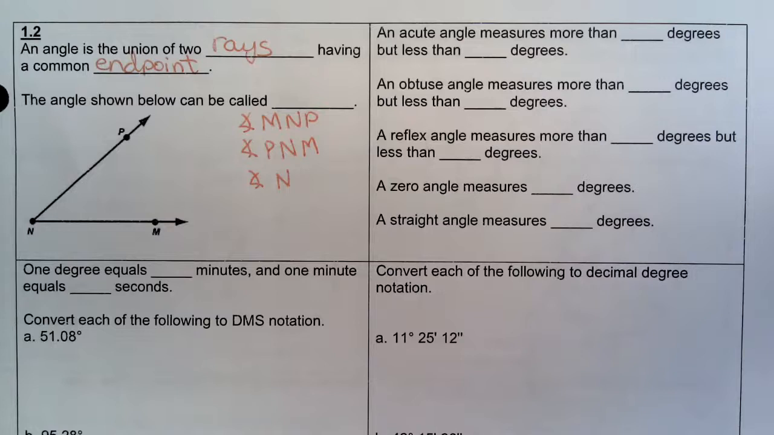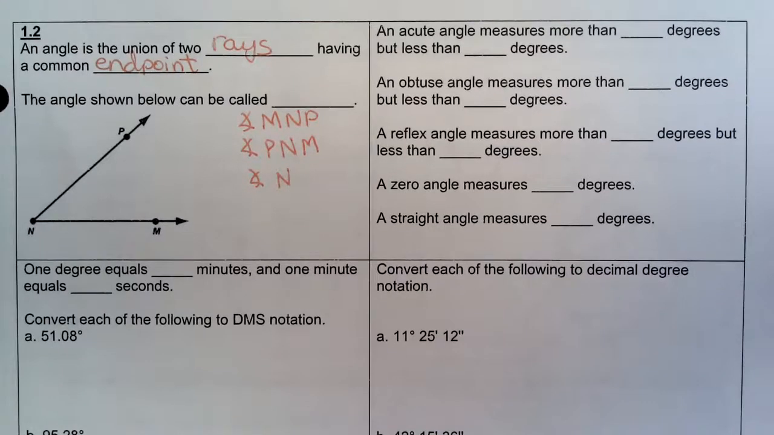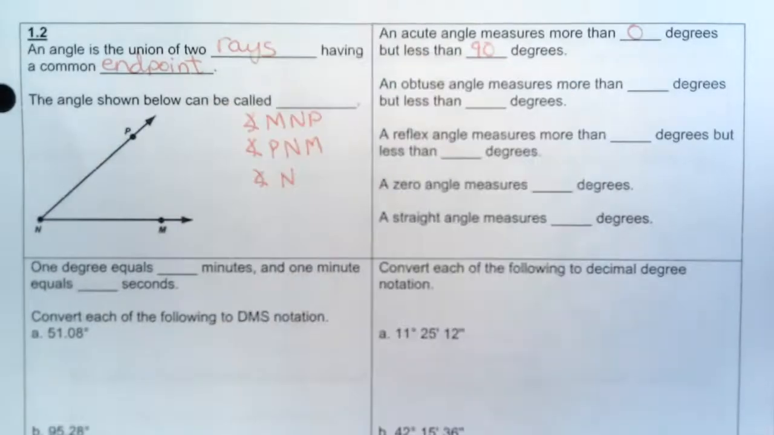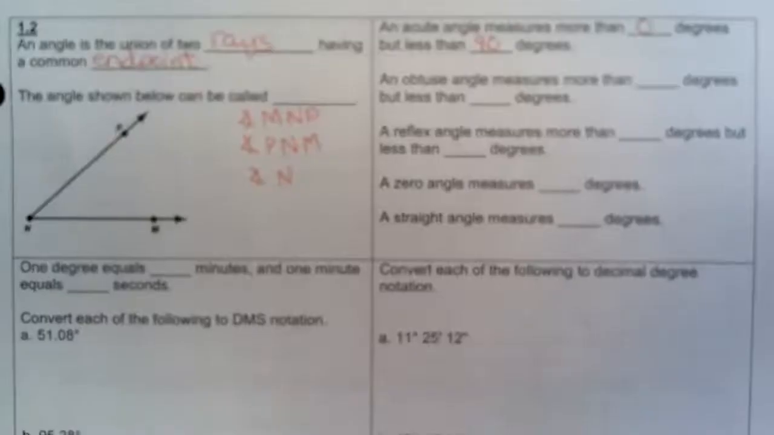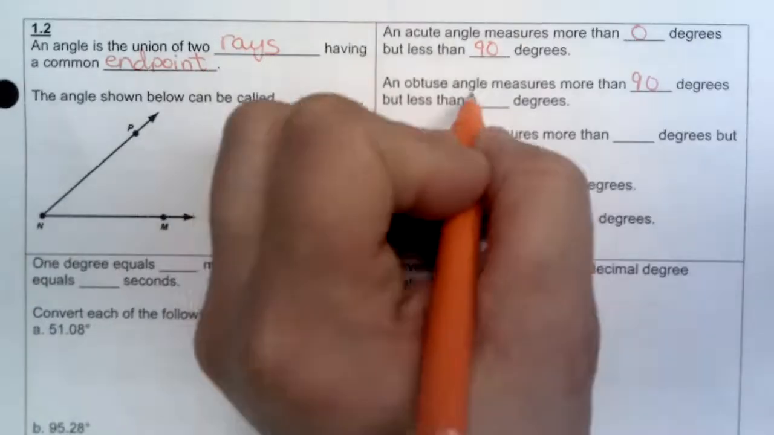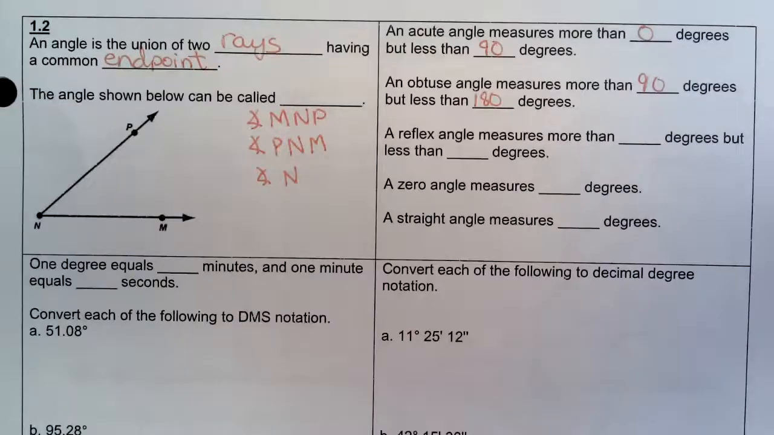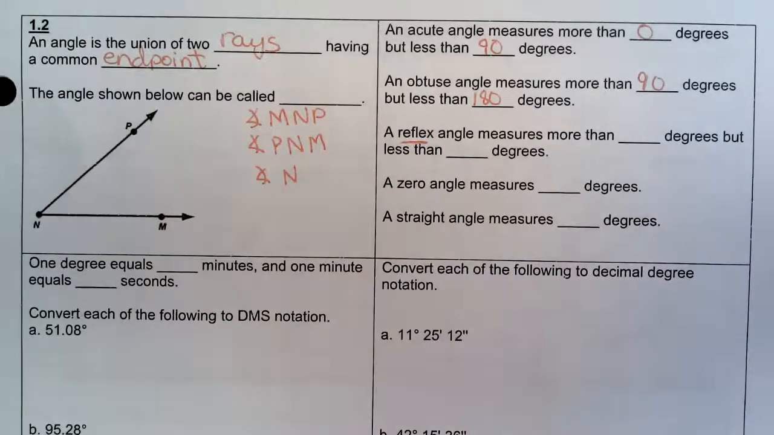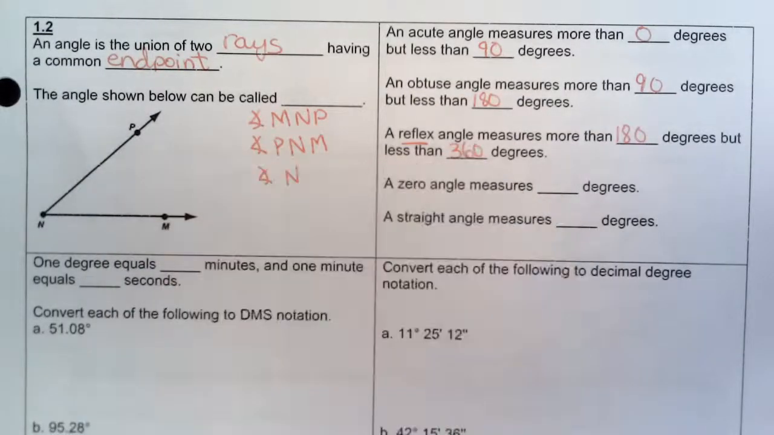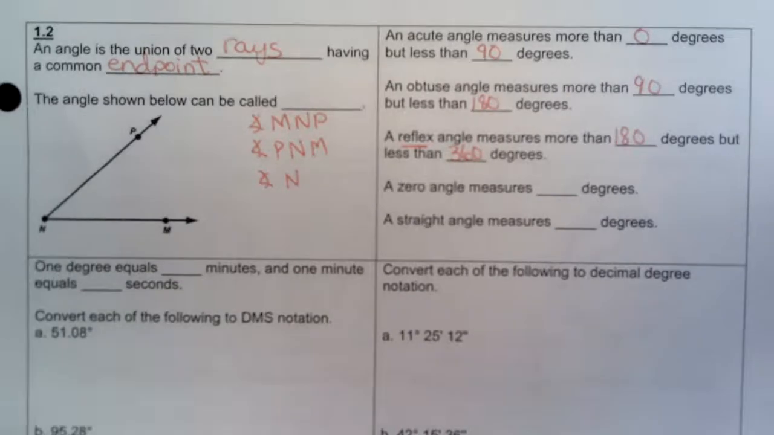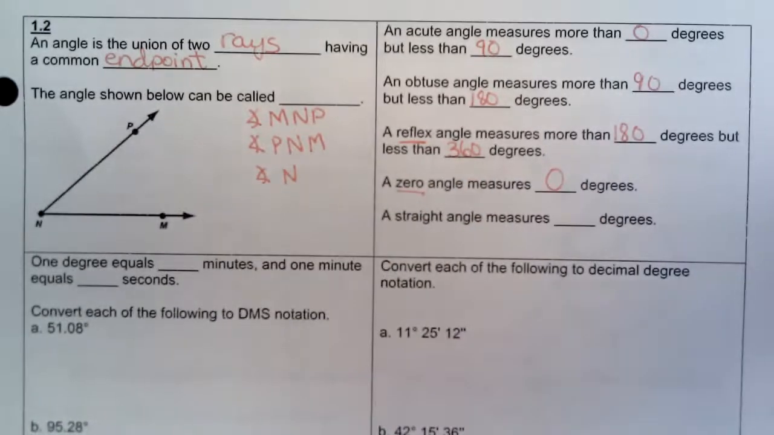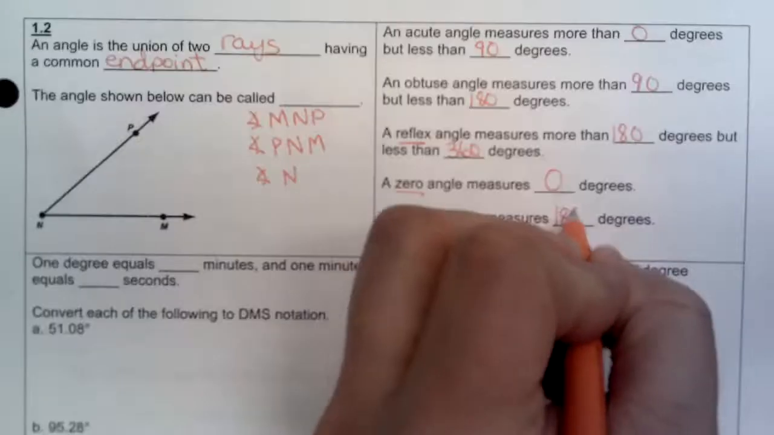So review, once again, a lot of this is review. There's a couple of new things added in. An acute angle measures more than 0 degrees, but less than 90 degrees. An obtuse angle, in the past, we've always just said it's more than 90 degrees, but really it's more than 90 degrees and less than 180 degrees. This is a new term for most of you, a reflex angle. It measures more than 180, but less than 360. And then a 0 angle is 0 degrees, and a straight angle is 180 degrees.